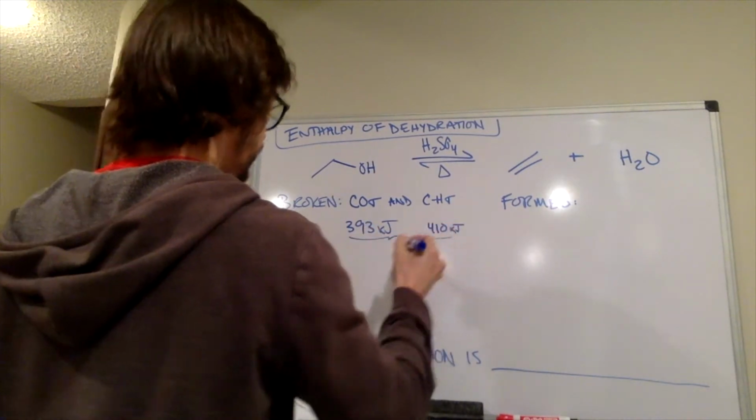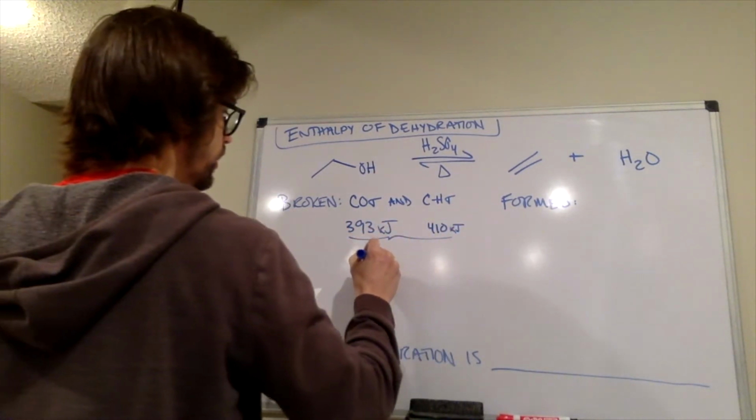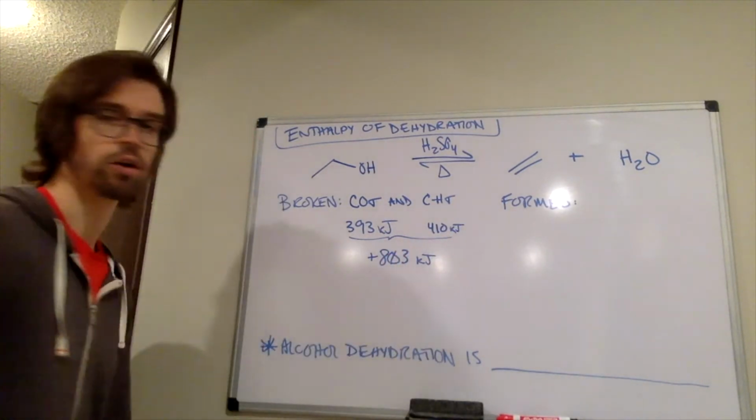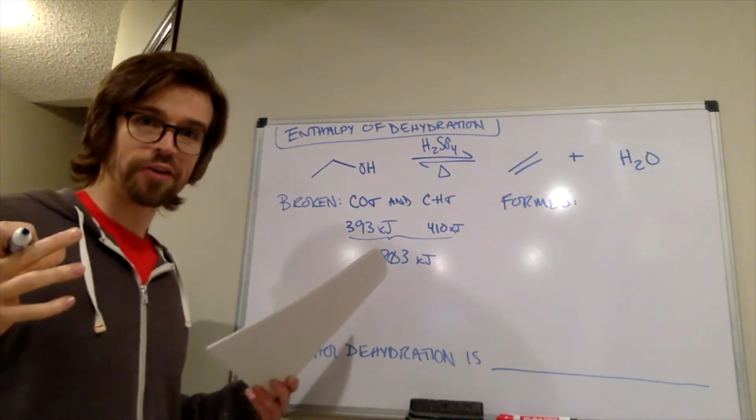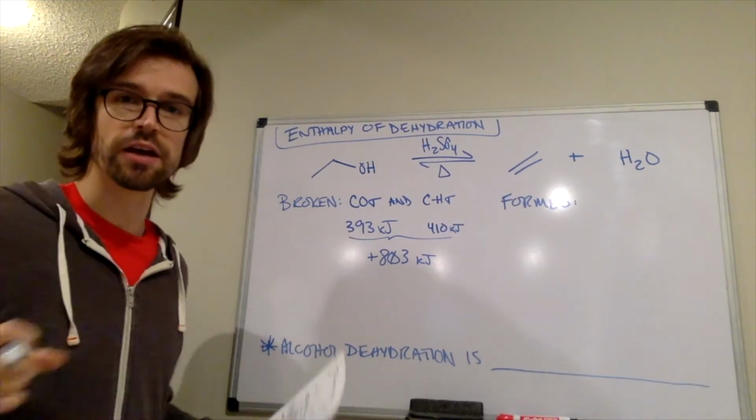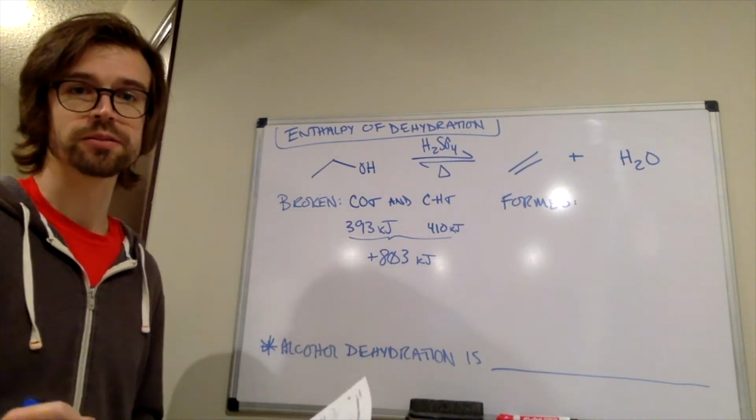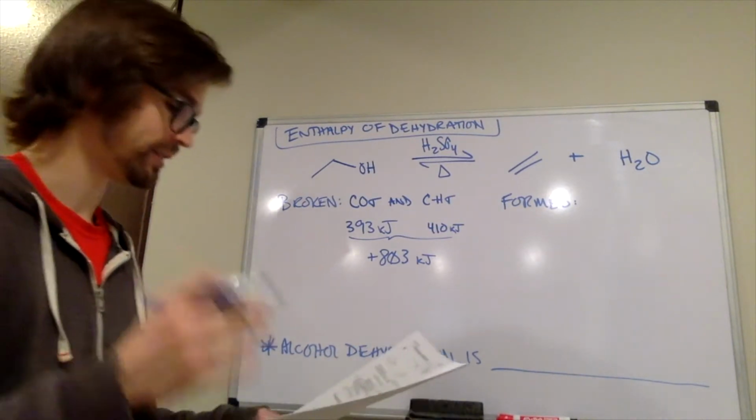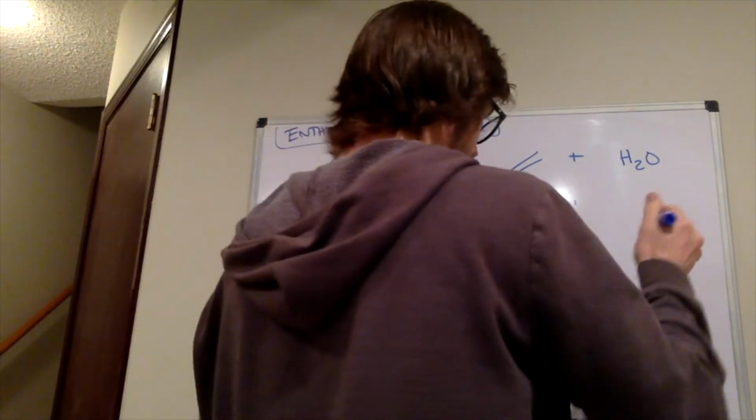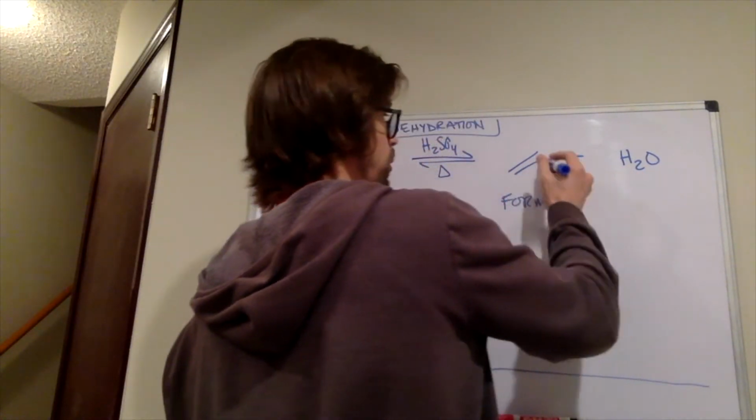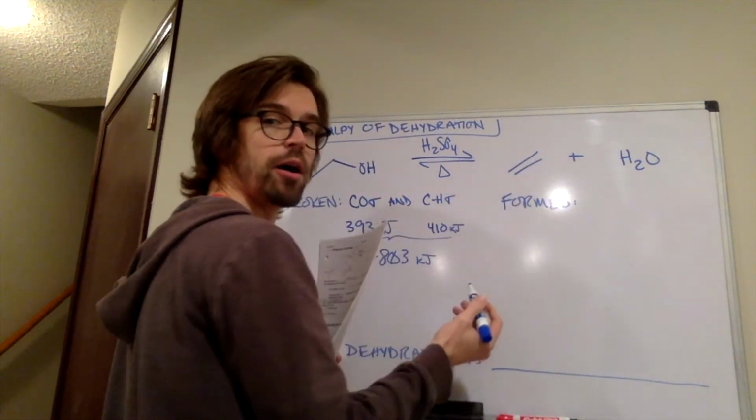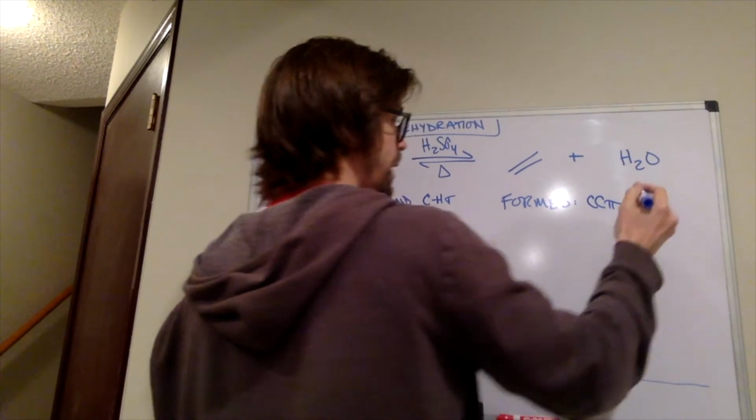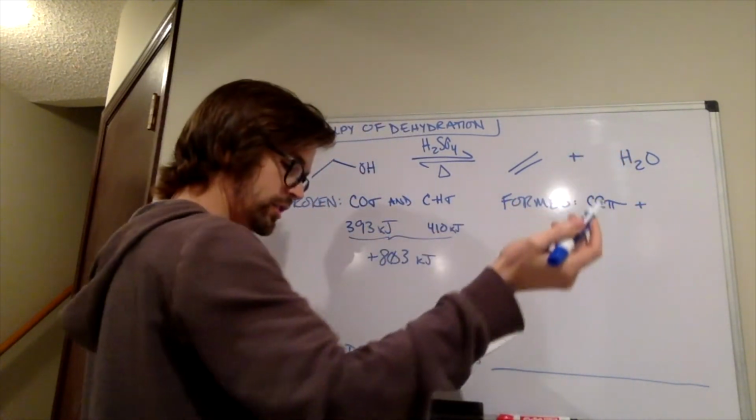So together, those add up to 803 kilojoules. So it requires 803 kilojoules of energy to pull those bonds apart. So that's a positive value because breaking bonds costs energy. Forming bonds, what did we form? We formed the CC pi bond, so the CC pi, and we have an OH sigma bond.